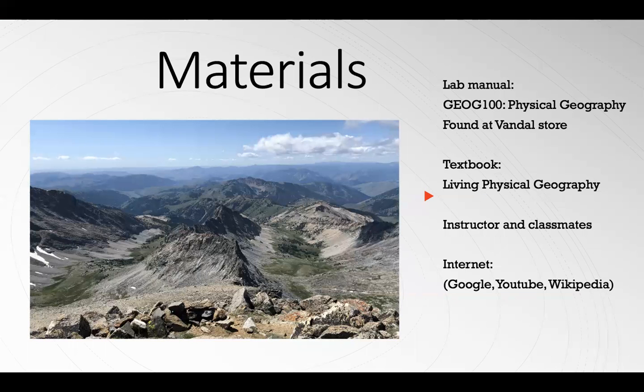Some materials that you will need are the lab manual. That's the Geography 100 Physical Geography printout manual. This is found at the Vandal store. Then there's a textbook, and it's going to be online, the Living Physical Geography textbook. You'll have to talk to Grant Harley about accessing that. If you aren't in his lecture class, then we will have to do a few different things, but we should get you access to that textbook.